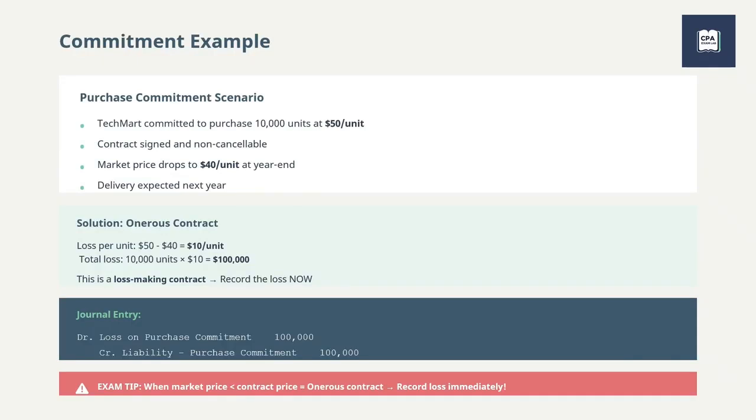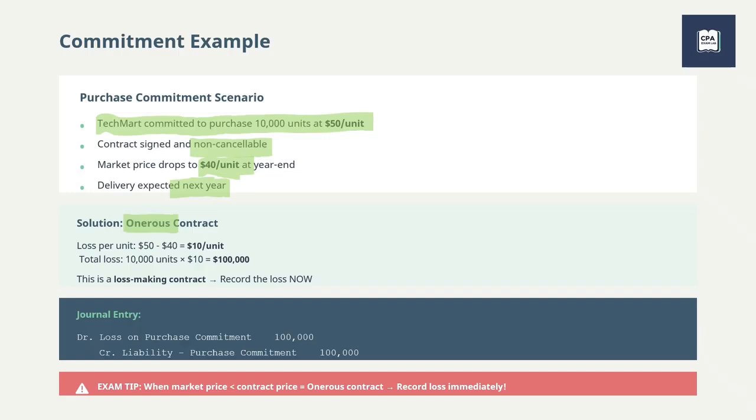Let's walk through a commitment example here to see how this works in practice. Here is the scenario. We have a tech mart committed to purchase 10,000 units at $50 a unit. The contract is non-cancelable, the market price dropped to $40 at year end, and delivery is expected next year. So for each unit, we have a $10 loss. So we know that this is an onerous contract.